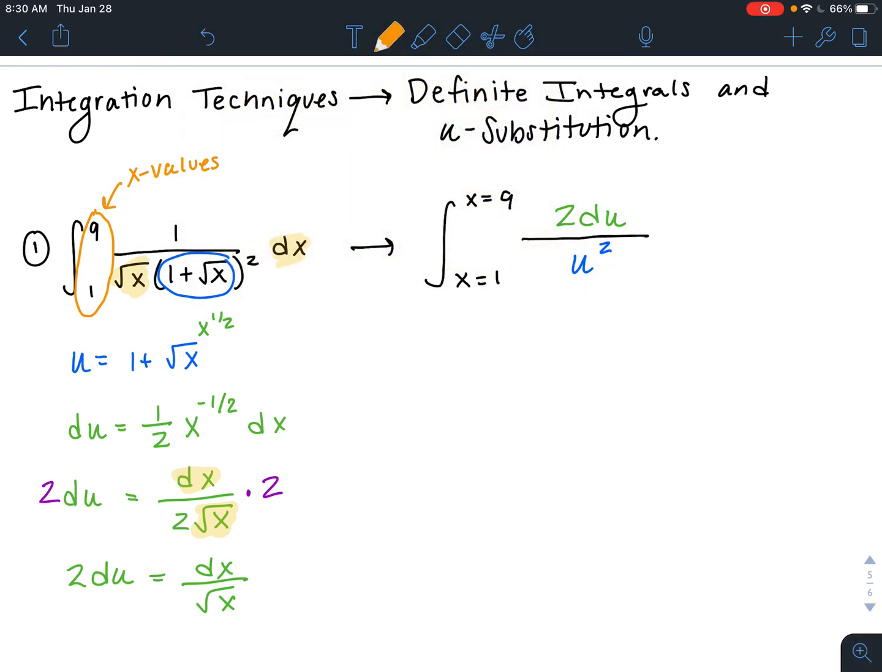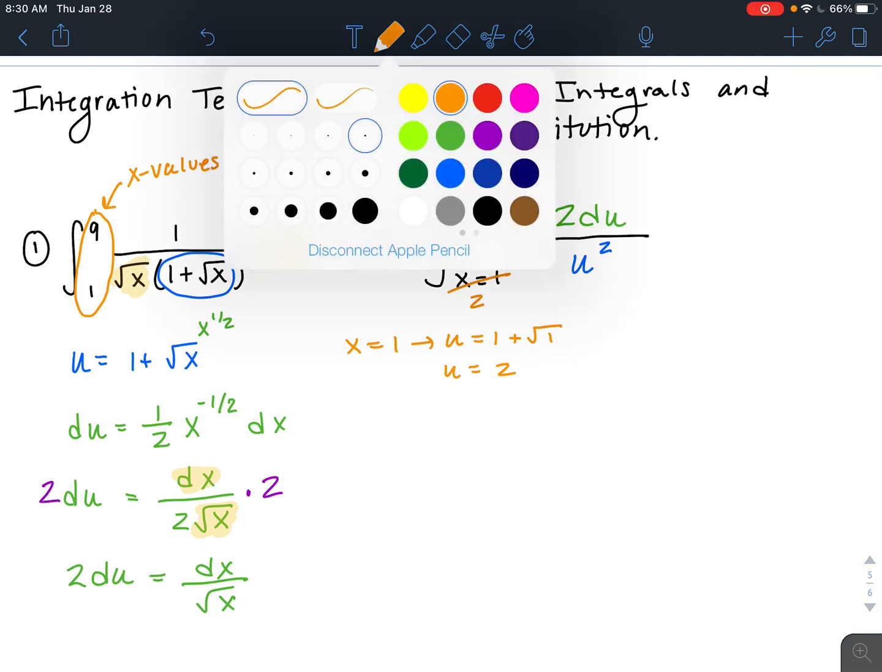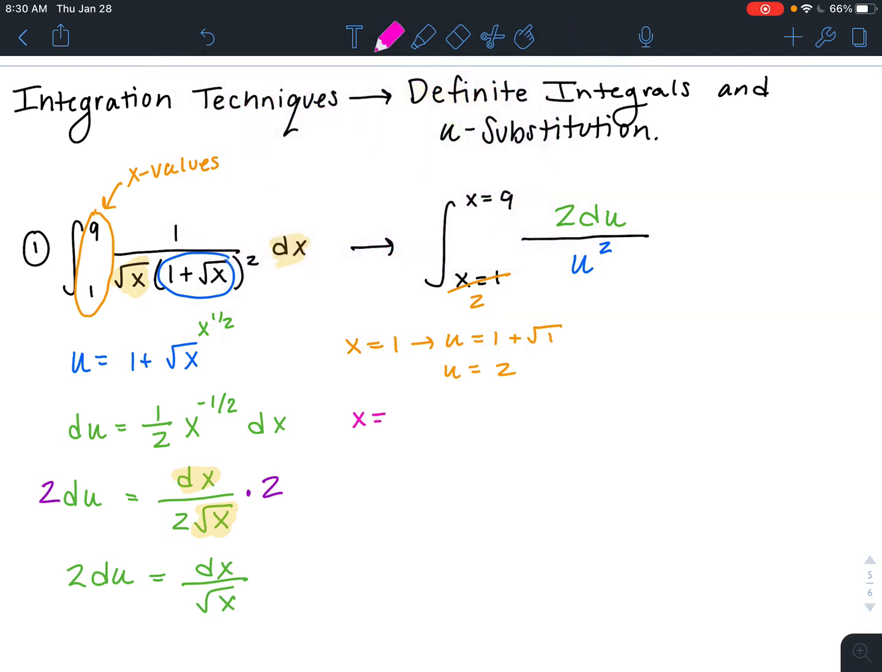Well, why? What I could do is say, if x is equal to 1, then u is equal to 1 plus the square root of 1, so u is just equal to 2. And then if x is equal to 9, that means u is equal to 1 plus the square root of 9. Well, that's 1 plus 3. u is equal to 4.